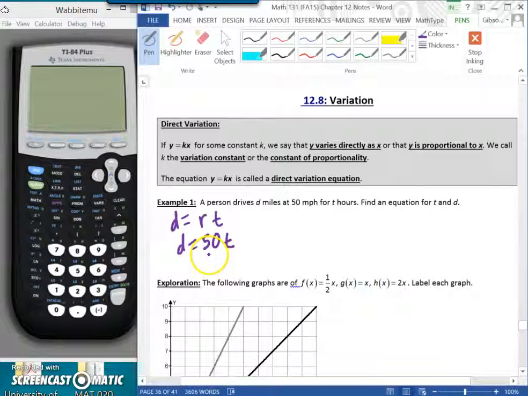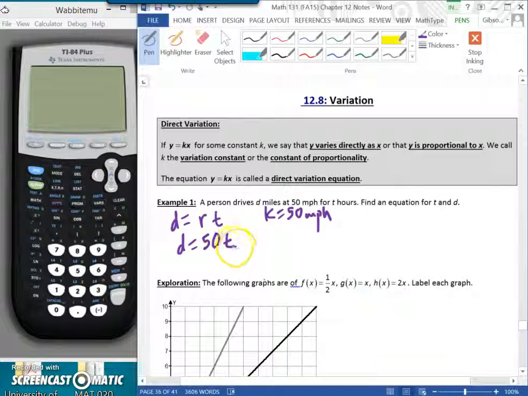Now, what we want to do here, we want to know what k is actually equal to. Well, actually, k is 50. That's given to us. That is our constant. So k is the 50 miles per hour, or just 50. So now we have d equals 50 times t. We know r basically represents our k.